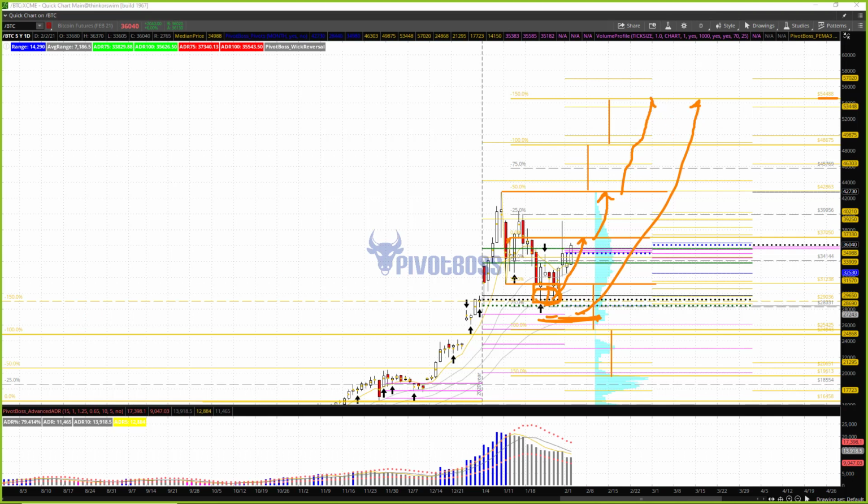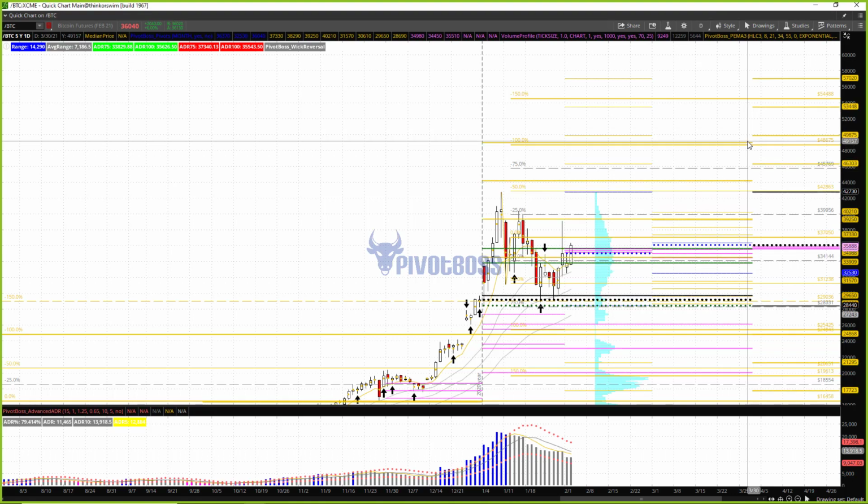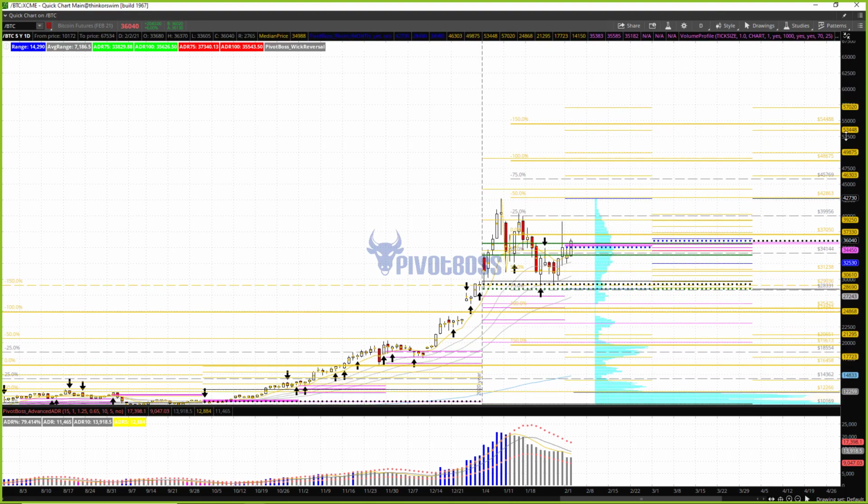Again, I don't know how soon we may get there, but we know that this market can move very, very quickly when it gets up and goes. So down the road, I think this key range is very much in play. And that 54,488 looks like a significant target that may be hit down the road.